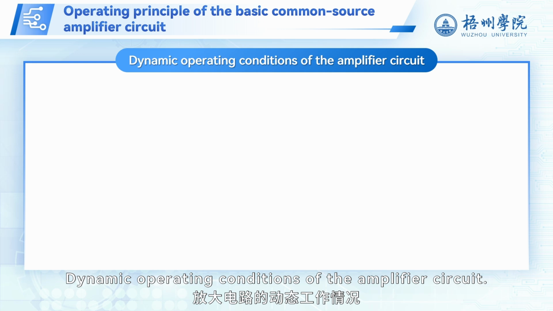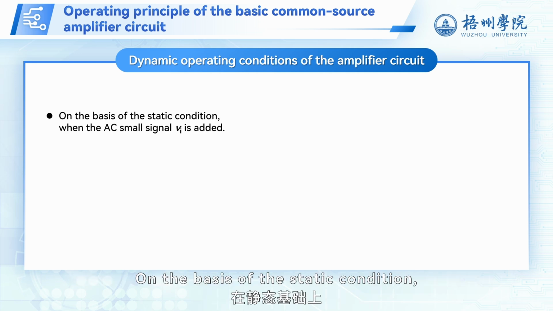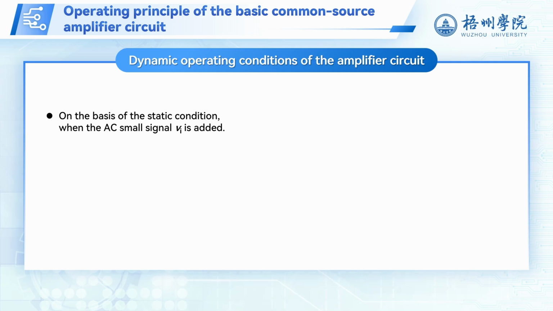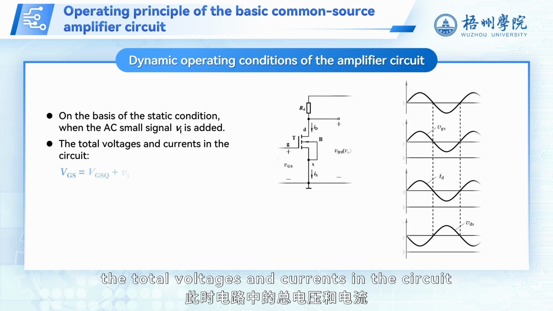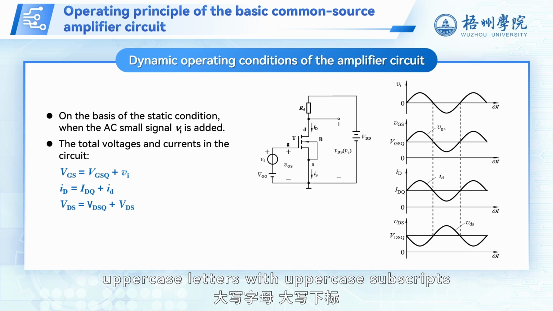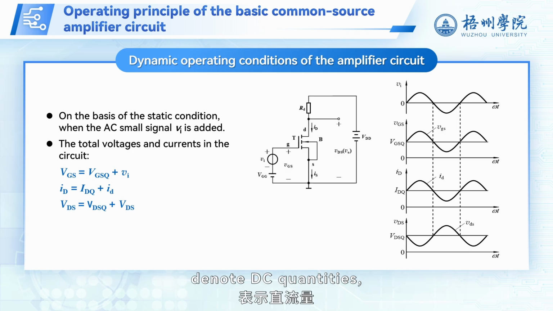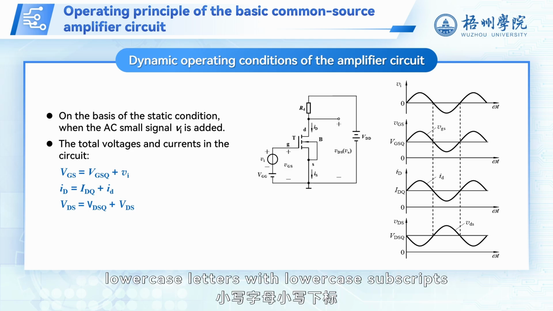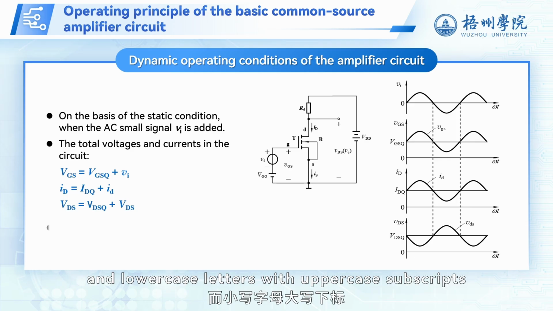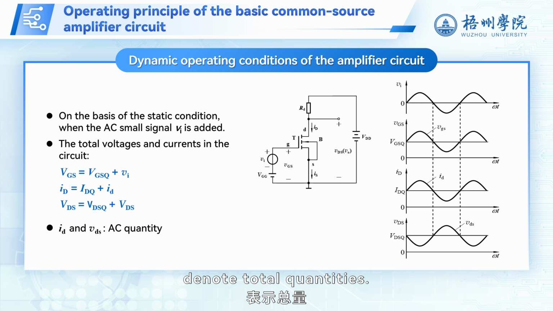Dynamic operating conditions of the amplifier circuit. On the basis of the static condition, when the AC small signal v_I is added, the total voltages and currents in the circuit are as shown in the figure. In these expressions, uppercase letters with uppercase subscripts denote DC quantities. Lowercase letters with lowercase subscripts denote AC quantities, and lowercase letters with uppercase subscripts denote total quantities.